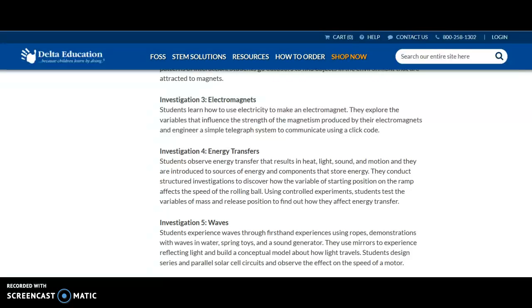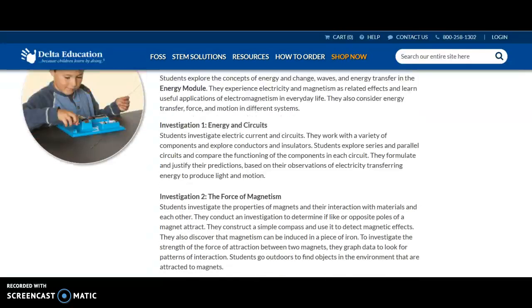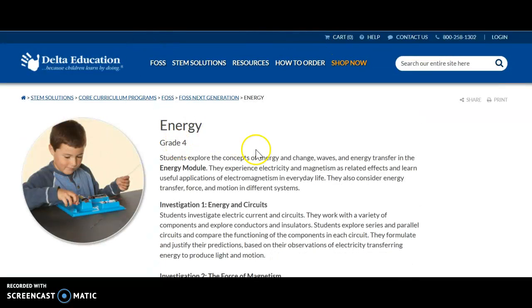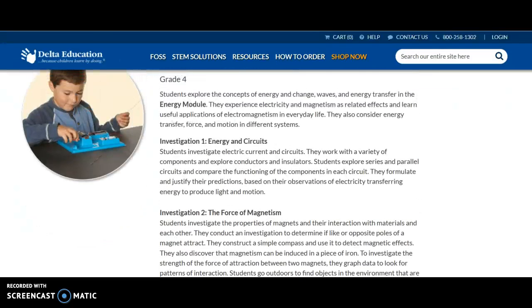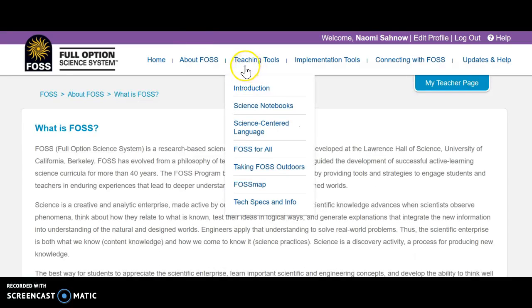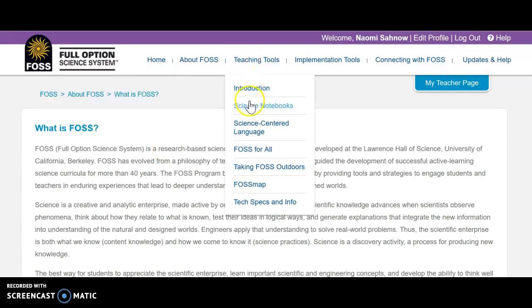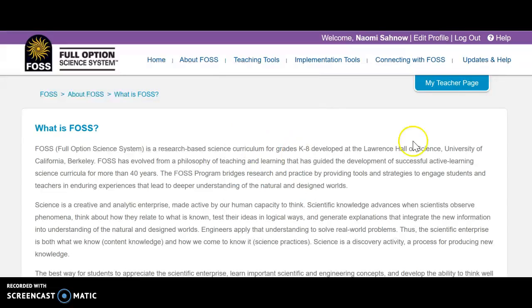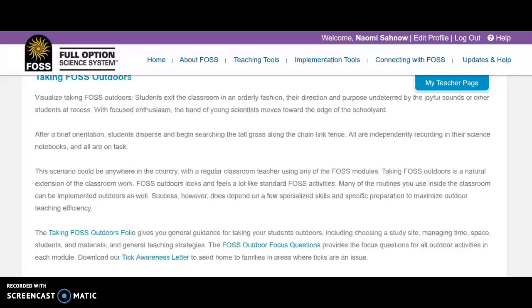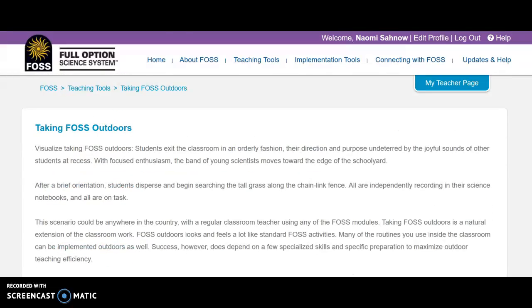unit they'll have assessments, and they write in a science notebook, which is a really big thing with FOSS. And there's different places you can go to find out more information about this unit right here. Features that FOSS has is we have the science notebooks, taking FOSS outdoors. So this is very interactive, which is great for kids when it comes to learning, especially for the special ed students.